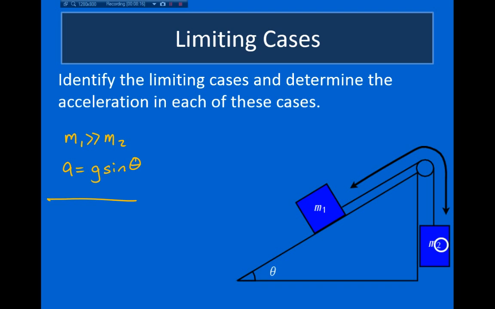In the other limiting case, if m2 is much, much bigger than m1, we can ignore m1. We can treat it as though m1's not there. And in that case, m2 is just in free fall. So if m2 is much, much bigger than m1, my acceleration would be minus g. Again, if I assume that this direction is positive and that this direction is negative.